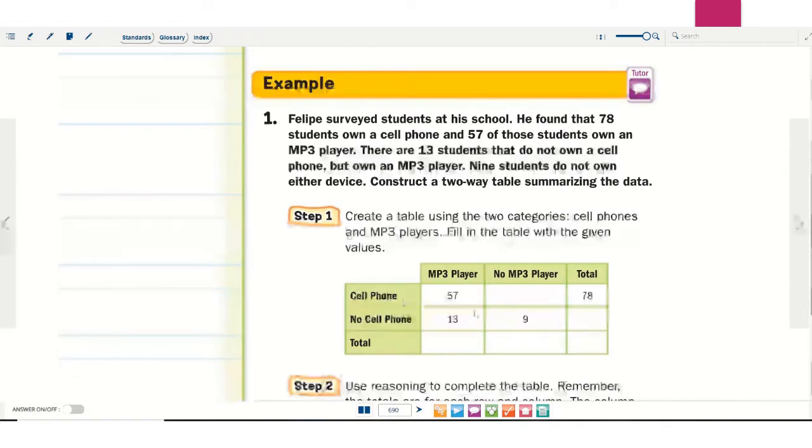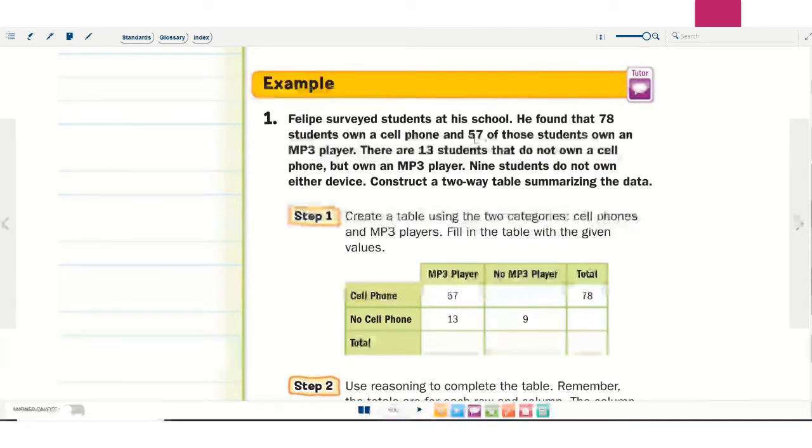So the very first step we want to do is to set up our table where we're comparing cell phone and no cell phone, MP3 player, no MP3 player, and then we have our totals at the end. When we take a look at this first piece of information, we know that 78 students own a cell phone. So when I take a look at my row where cell phone is, I know that I have a total of 78 of them. So I've plugged in the number 78 under the total.